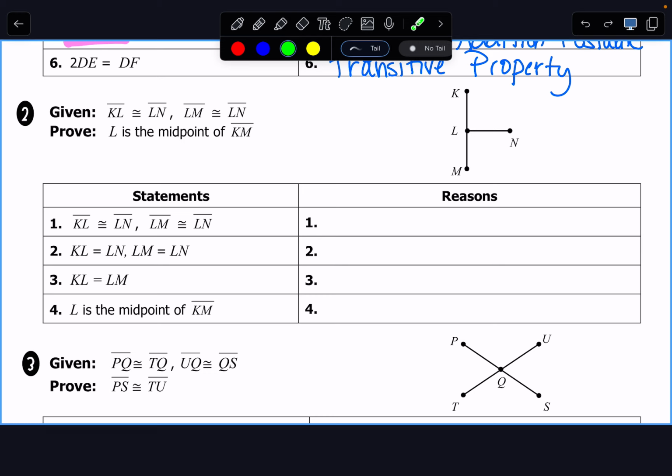Okay? So, let's start out with our given information. Okay, so now what happened from step 1 to step 2? What did we do? Since we took away the congruent signs and the hats, it's the definition of congruence. So instead of writing the word congruence, you're probably going to spell it wrong anyway, I just made the congruent symbol.